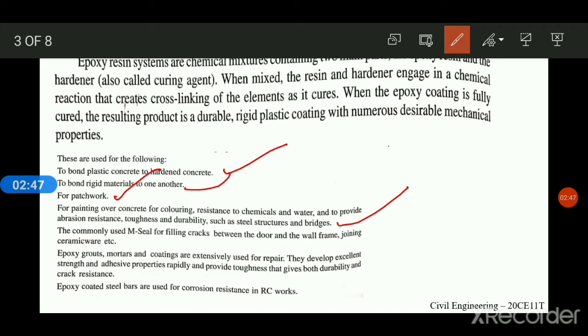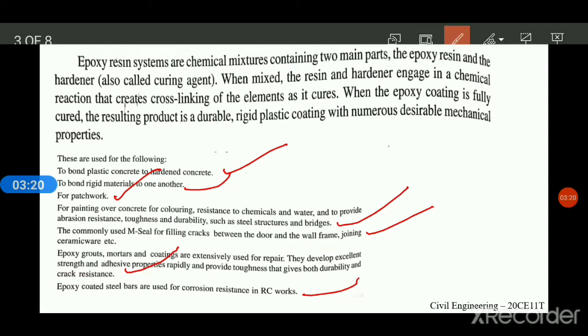Commonly used as M-seal for filling cracks between doors and walls, or joining ceramic vases. Next, epoxy grouts, mortars and coatings are used for repairs, and also used for corrosion resistance in RC works.